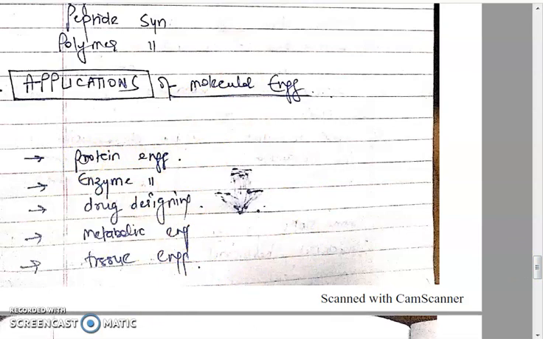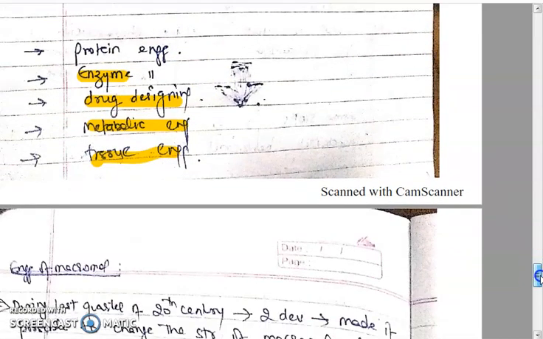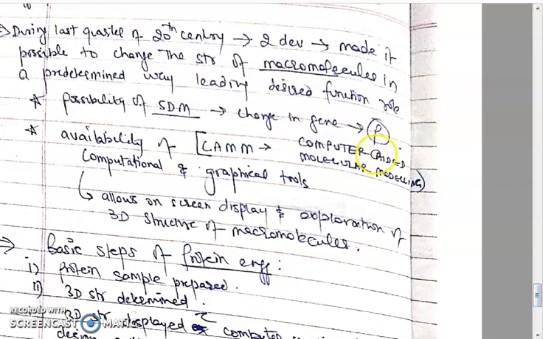So what kind of molecule exactly are we dealing with? It could be a protein, it could be an enzyme, it may be enzyme engineering, that is again a protein. It could be drug designing, or it could be metabolic engineering, tissue engineering. All these come under molecular engineering. I will take only protein engineering in detail. With the advent of site-directed mutagenesis in the gene and availability of computer-aided molecular modeling tools, it is possible to engineer the protein.